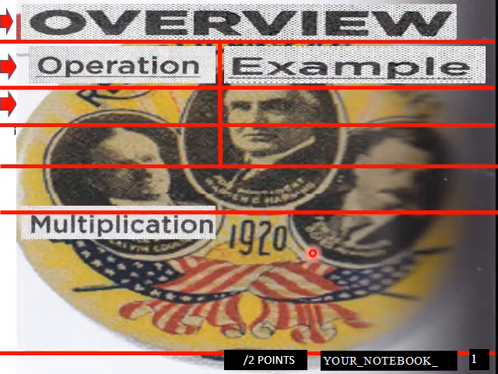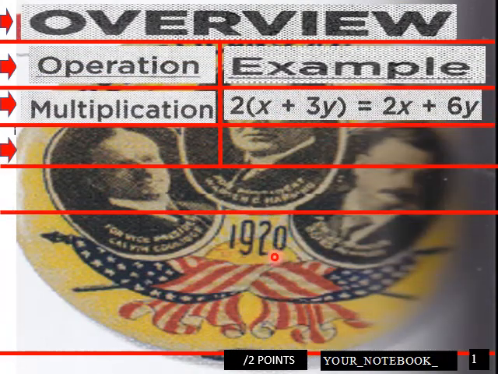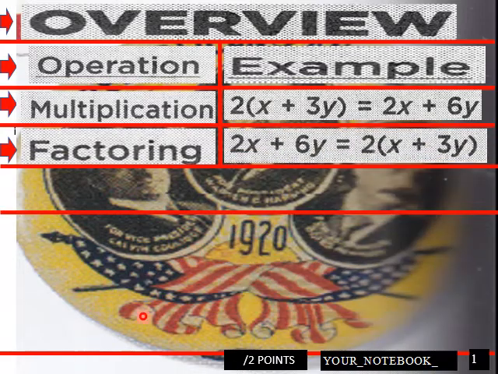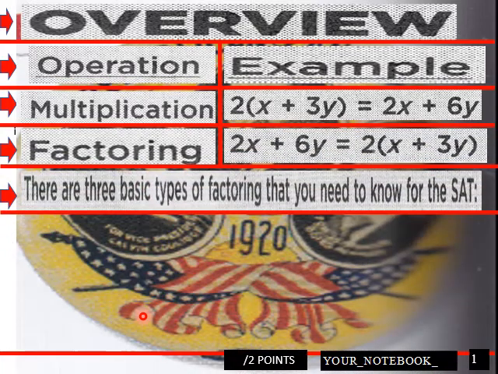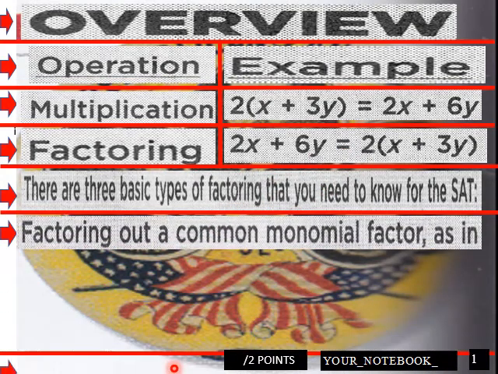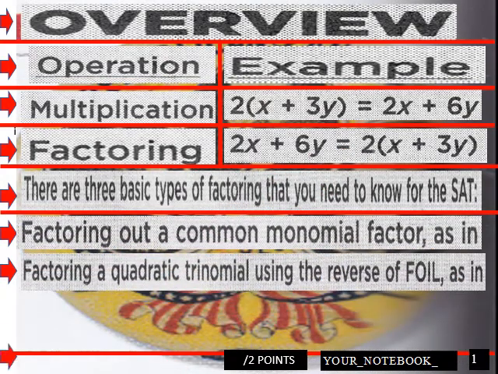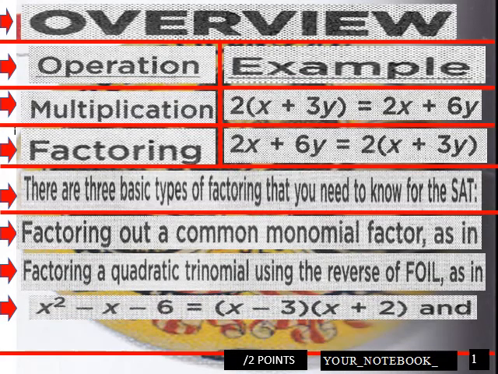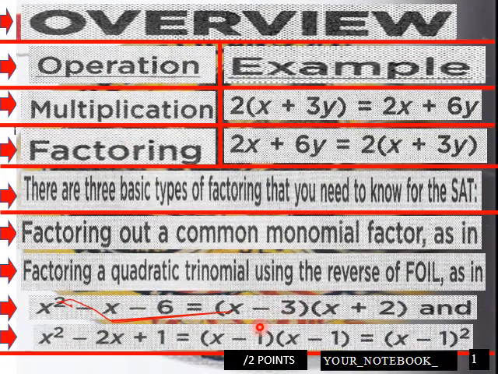Overview of this section. We have multiplication, which would be an example there, and then factoring, with an example there. There are 3 basic types of factoring that you need to know for the SAT. Factoring out a common monomial, and factoring a quadratic trinomial, such as going from here to here, and then going from here to here, which is the same thing.